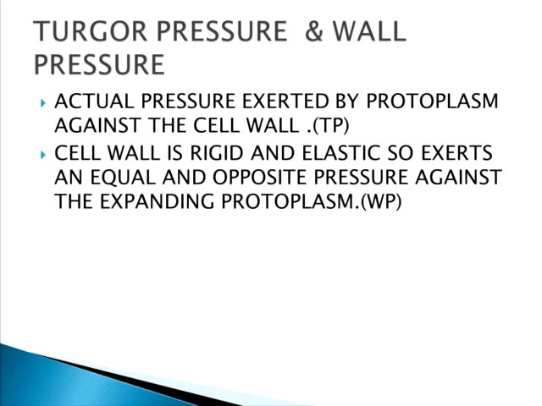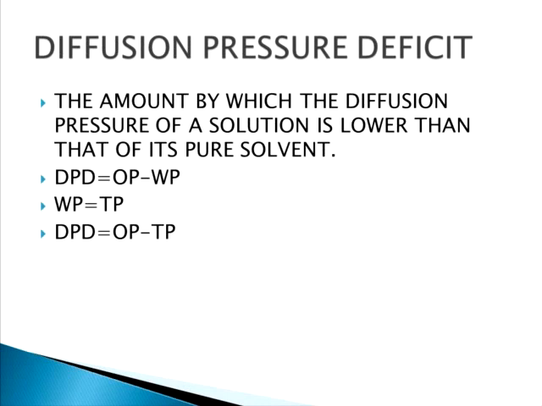Now we come to the definition of diffusion pressure deficit. What does the term denote? Diffusion pressure deficit, DPD, or suction pressure given by Renner, and nowadays we use water potential in place of DPD, but with a negative sign.